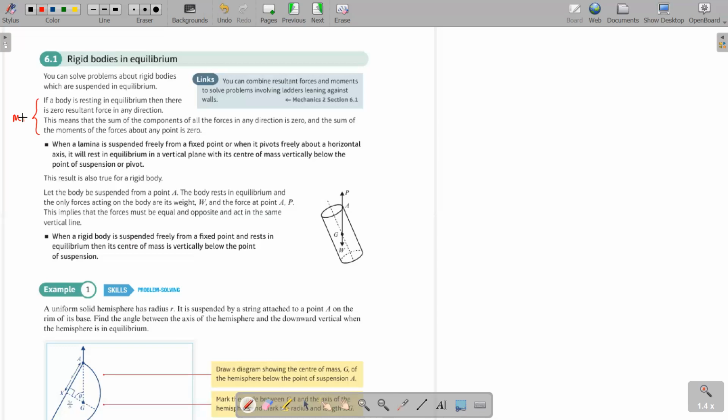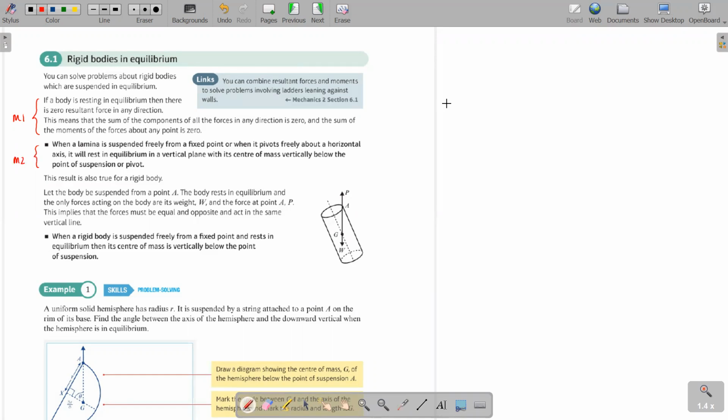Okay, that's M1. Now this one: when a lamina is suspended freely from a point, or when it pivots freely about a horizontal axis, it will rest in equilibrium in a vertical plane with its center of mass vertically below the point of suspension or the pivot. So this is the M2 section. This is what I was talking about. So what's the theory?